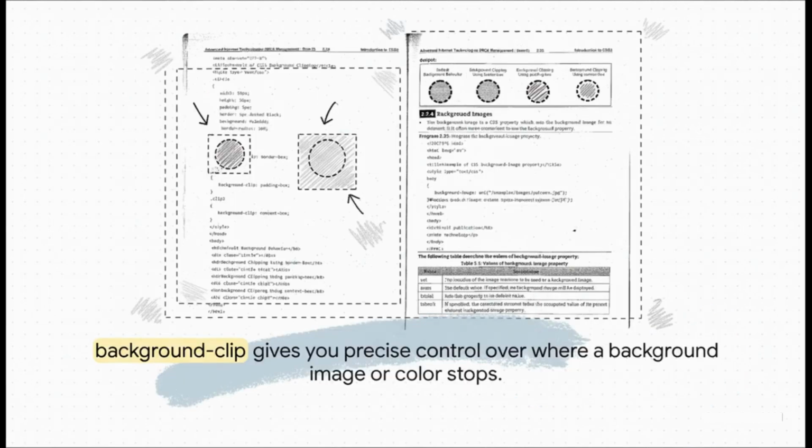Our control goes way beyond just colors. Check out backgrounds. With properties like background clip, you get to be super precise. You can tell the browser, hey, I want this background to go all the way to the edge of the border, or no, just have it cover the content area inside the padding. It's that level of detailed control that really elevates a design.